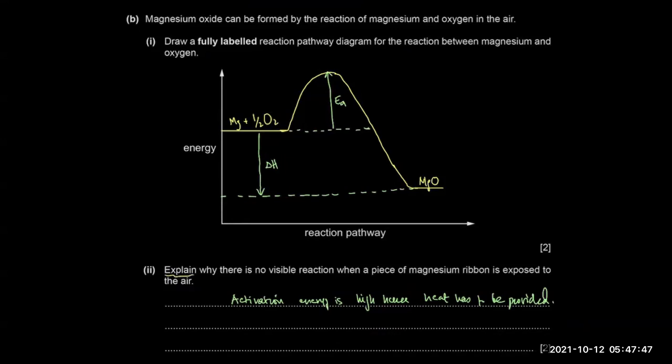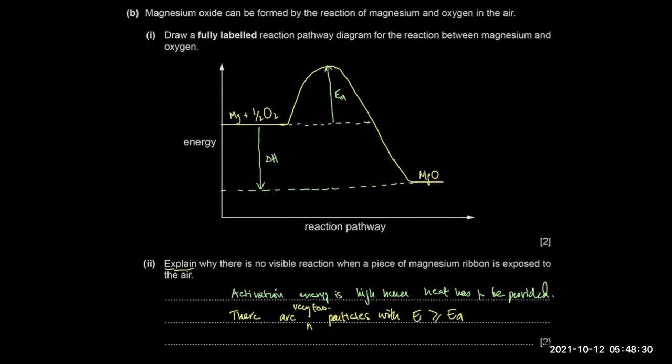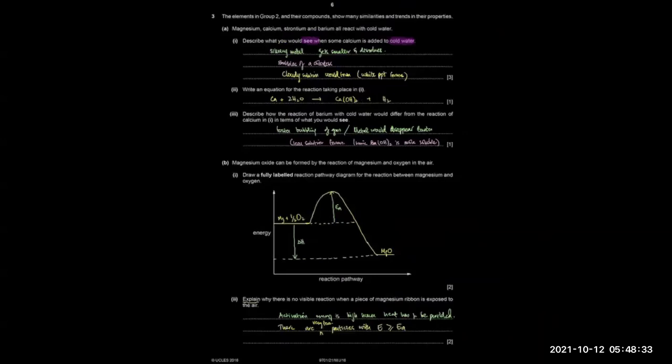And you have to explain this, so you can say that there are very few particles or no particles with energy greater than or equal to the activation energy, right? So for a reaction to take place, particles have to have energy greater than or equal to the activation energy. Unless you provide heat, the particles don't have enough energy. Okay, technically it's never no particles, it's actually very few. There are always going to be some particles that have very high energy, but it's a very negligible amount. So the reaction doesn't take place. Cambridge will accept no particles, but a more precise answer would be very few particles.